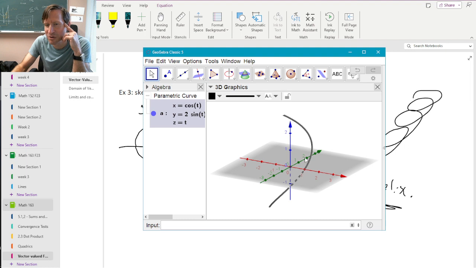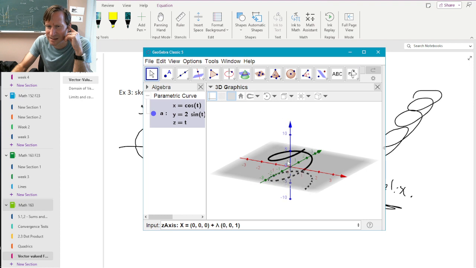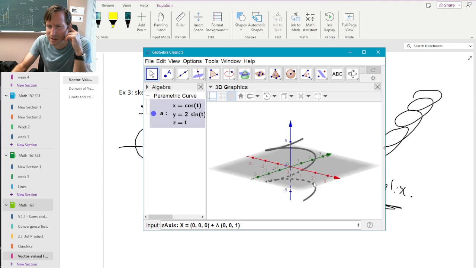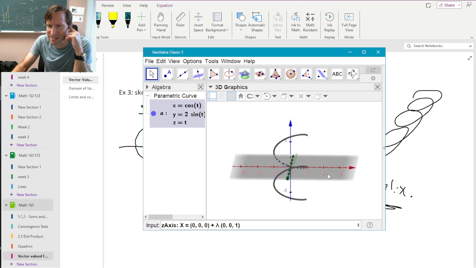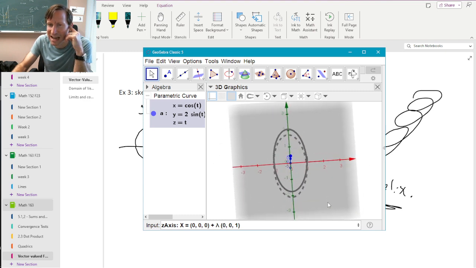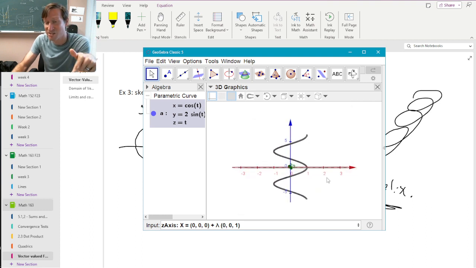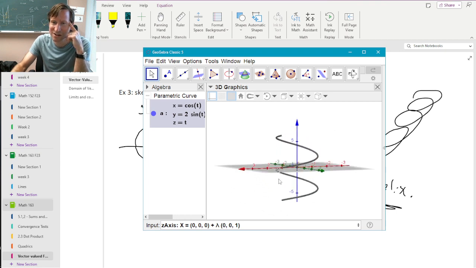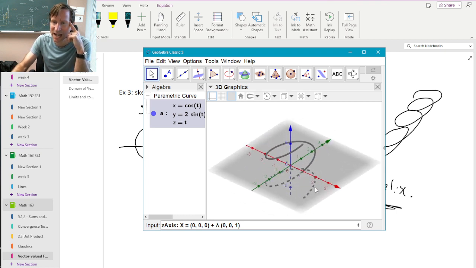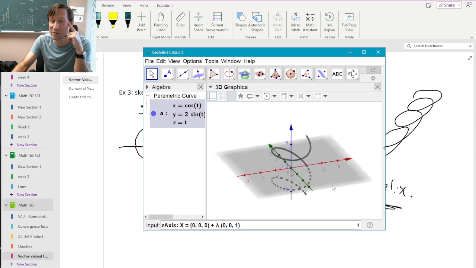So there's the graph. Now, we can't see very much of it because it extends pretty far in the z direction. So let me see if I can collapse the z-axis. So there you go. Okay. So you can see it's kind of this spring shape. If we look at it from the top, there's the ellipse. If we look at it from the side, there's us going up at a regular rate. And if we spin it around, you can get a feel for how we're going around the ellipse as we raise upwards.